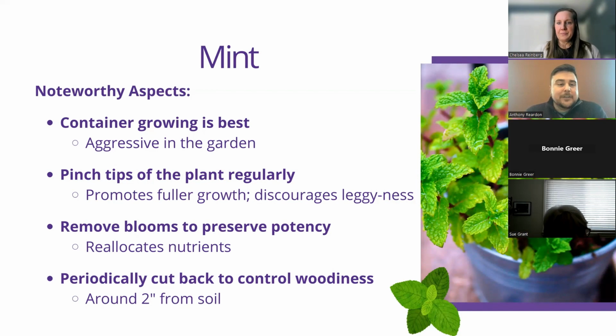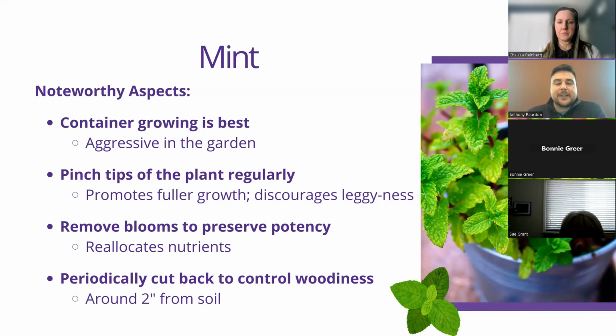It's aggressive in the garden. Pinch the tips back on this regularly. This will promote fuller growth, and it discourages legginess. This will be a plant that tries to flop over and kind of gets scraggly. So pinching that back will keep that growth compact for you. Remove the blooms as they appear to preserve that potency. You're essentially reallocating those nutrients back to the desirable traits of the plant.